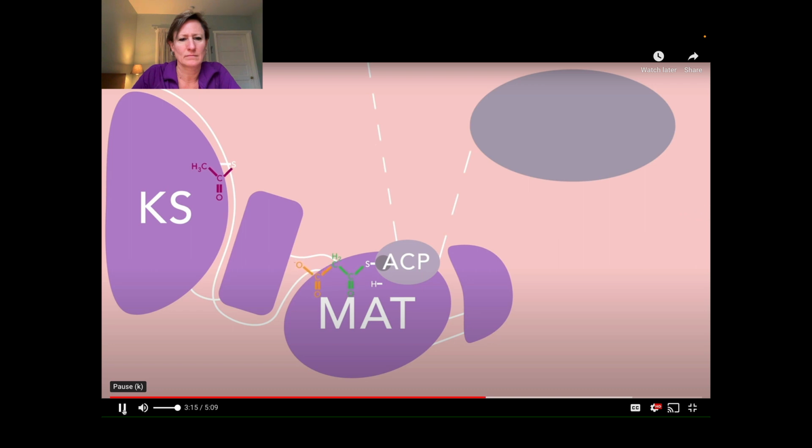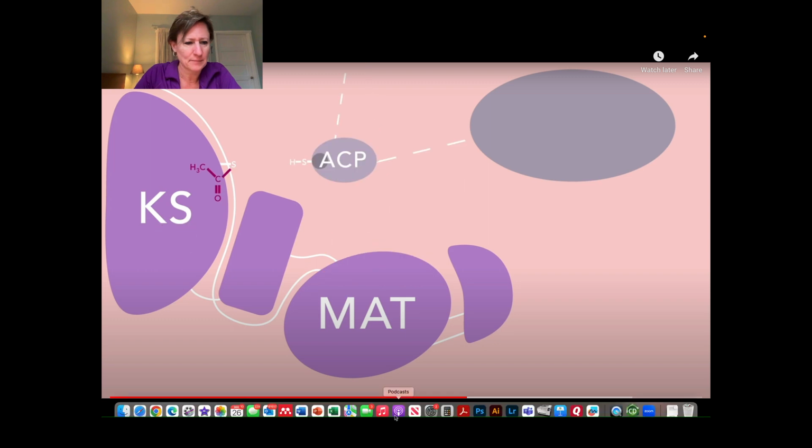So again, now we've loaded malonyl-CoA on here. So that's our priming reaction. And now we've got our nucleophile here and our electrophile ready to do chemistry. So that's what they're going to talk about in this next piece here.